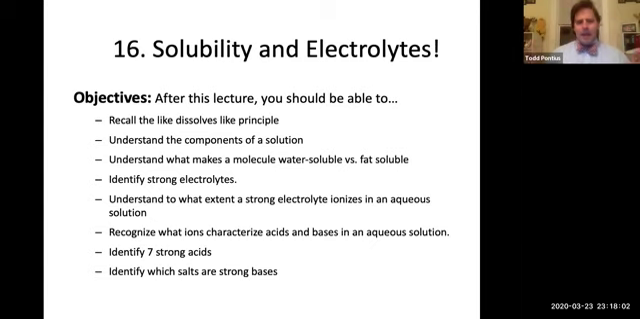As a little bit of a roadmap looking ahead where this is going to go, we're going to talk about solutions eventually as we proceed through this unit. We'll talk about acids and bases, what they do, and get into a little bit about reactions. So let's get to it.